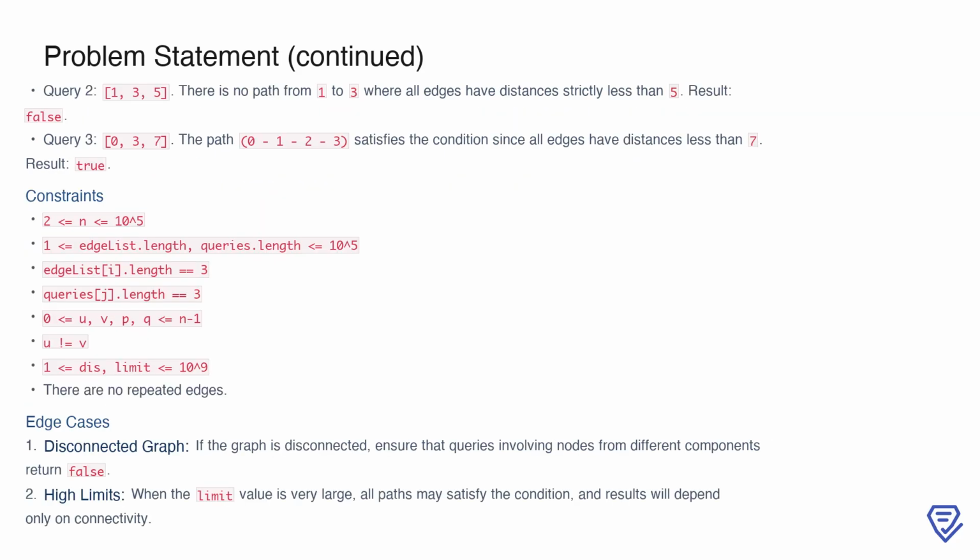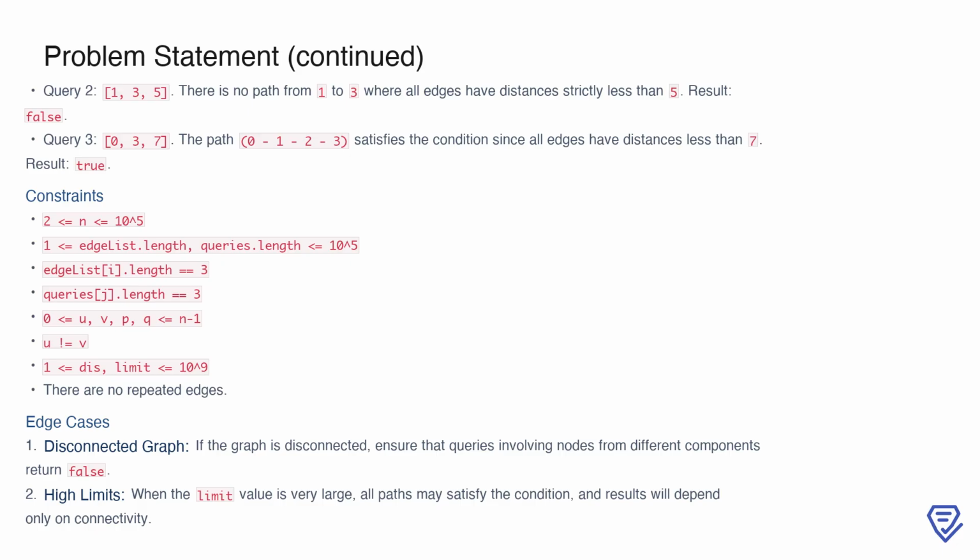In the second example, we consider a graph with n equals 5 nodes and the following edges: 0, 1, 2, 1, 2, 4, 2, 3, 6, and 3, 4, 8. The queries are 0, 4, 10, 1, 3, 5, and 0, 3, 7. For the first query, 0, 4, 10, there exists a path from node 0 to node 4 that satisfies the condition, as all edges in the path 0, 1, 2, 3, 4 have distances less than 10. Thus, the result is true.